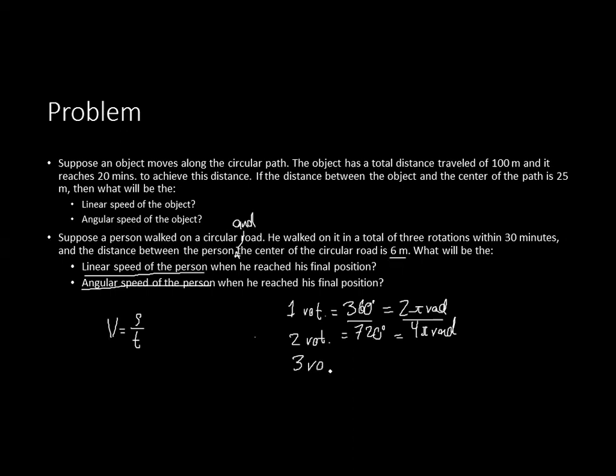Okay. So we have 3 rotations. So multiply 3 to 360, you will have 1080 degrees. Or in radians, multiplied by 2 pi, we will have 6 pi radians. That's it. Okay, 6 pi radians. All right. So in here, we can clearly see that after he walked in 3 rotations, the angle is 6 pi radians in total.